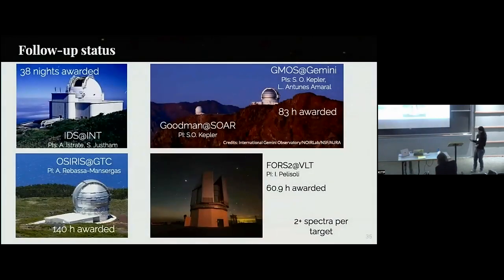Our collaboration got a fair amount of time to follow up these objects. For the brighter ones, we've been using INT and SOLAR. For the fainter ones, Gemini, VLT, and the GTC. And our approach has been to take at least 2 spectra per target, so we can not only confirm them as ELMs and obtain the atmospheric parameters, but also probe for binarity.